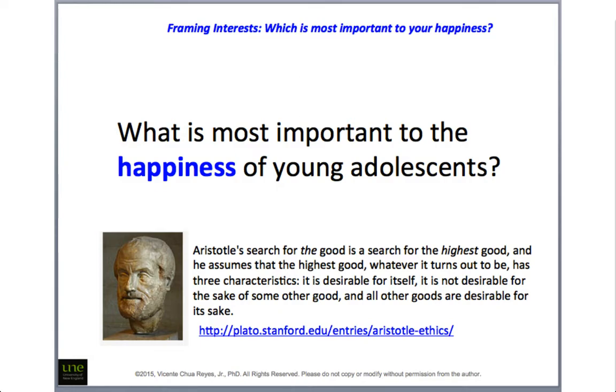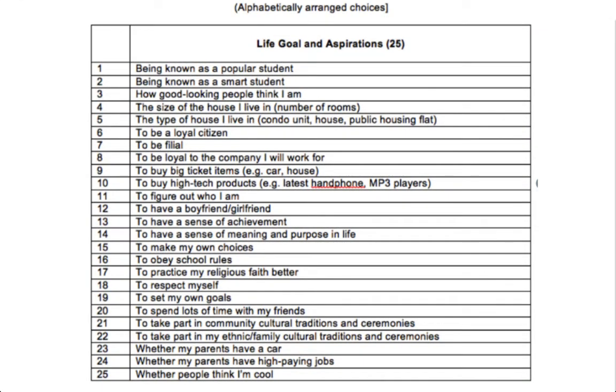We'll start with this particular question. What is most important to the happiness of young adolescents? I'm adopting Aristotle's definition of happiness. In order to make this question even more explicit, I'm going to show you this table. There are 25 items here, life goals and aspirations. Now, I'd like you to think about a typical young adolescent. So, you need to think about the young adolescent's age. Are you looking at someone in the 10 to 11-year-old bracket, 12 to 13-year-old bracket, 13 to 14-year-old bracket? Think about the typical adolescent.